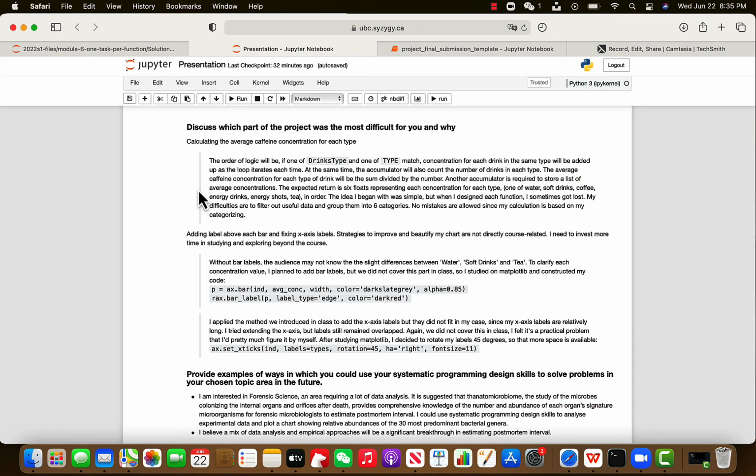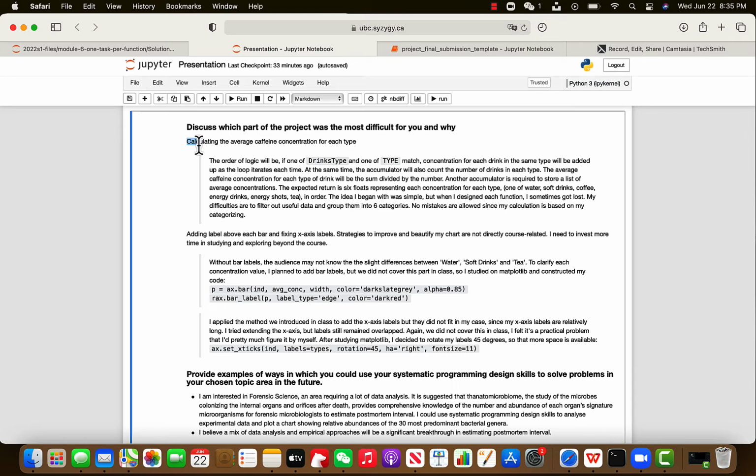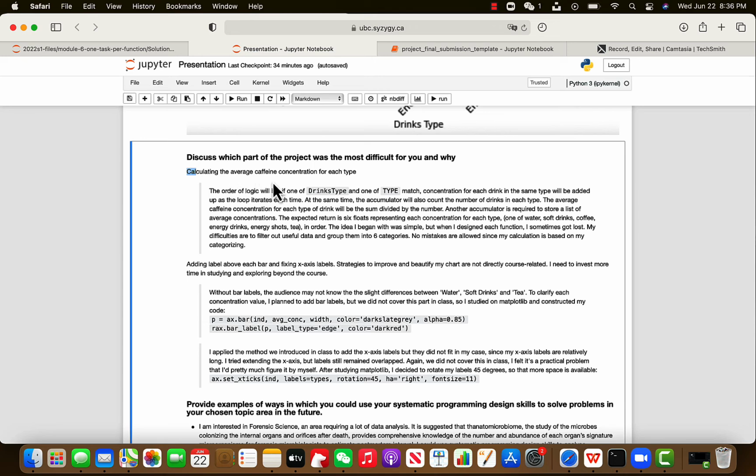And now I'm going to talk about several problems I encountered. First is calculating the average caffeine concentration for each type. My difficulties are to filter out useful data and group them into 6 categories. No mistakes are allowed since my calculation is based on my categorizing.